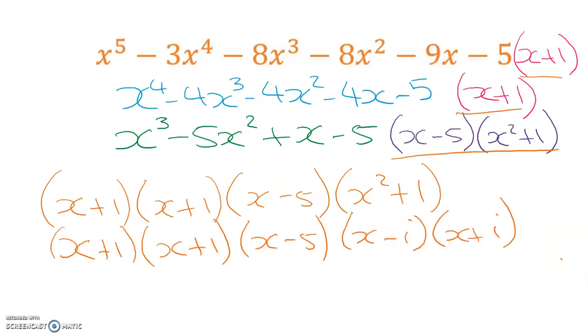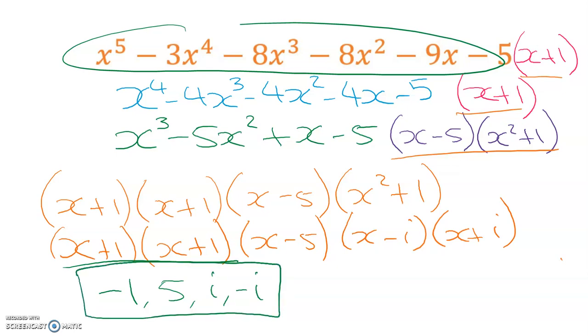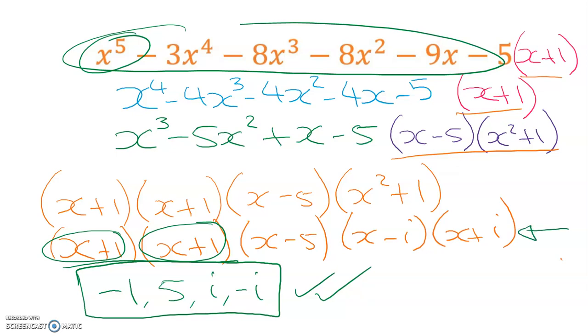So our answer finally to this problem, what the roots are of the function, is going to be -1 with a multiplicity of 2 because it occurs twice, 5, i, and -i. And we should end up with 5 complex roots, and indeed we do, because we always count the multiplicity, and we have -1 with a multiplicity of 2, so we can be confident that we are correct. If you wanted to double check that you were correct, you could always expand all of these brackets, and you'll end up with the original polynomial you started with.